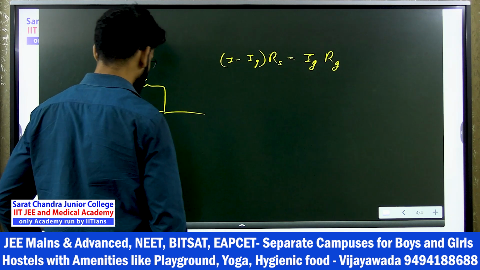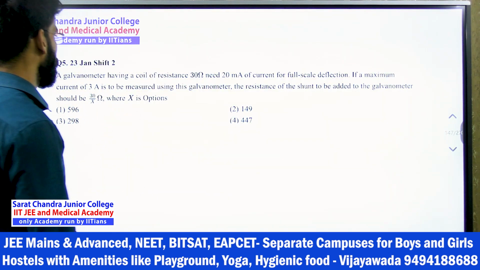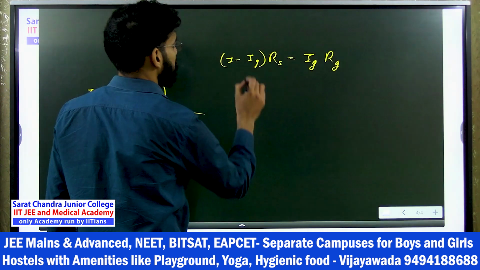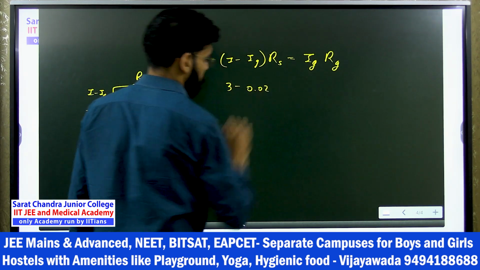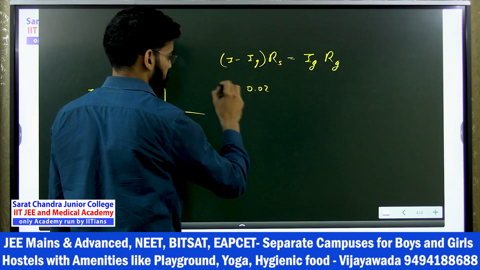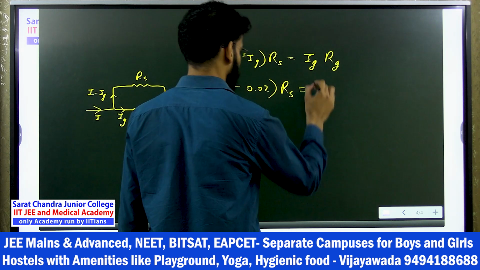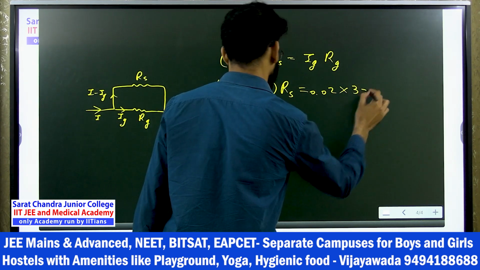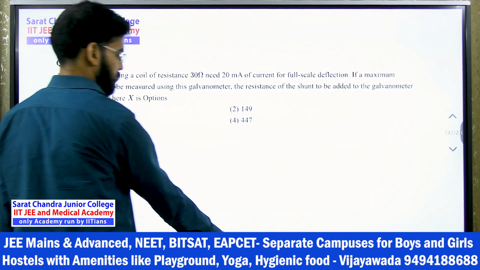Here what we can say is I minus IG. So you have all the values. I is how much? 3 ampere, right? And this is 20 milliampere. Okay. So 3 minus 20 milliampere. So if you see, this is 0.02, right? 10 to the power minus 3 will come. Okay. 1, 2, 3. Correct. Into RS, which you have to calculate, is equal to IG. IG is given as 0.02, into RG, which is given as 30, right? Let's check. Yes, 30 ohm. Okay. So this is what the equation is.